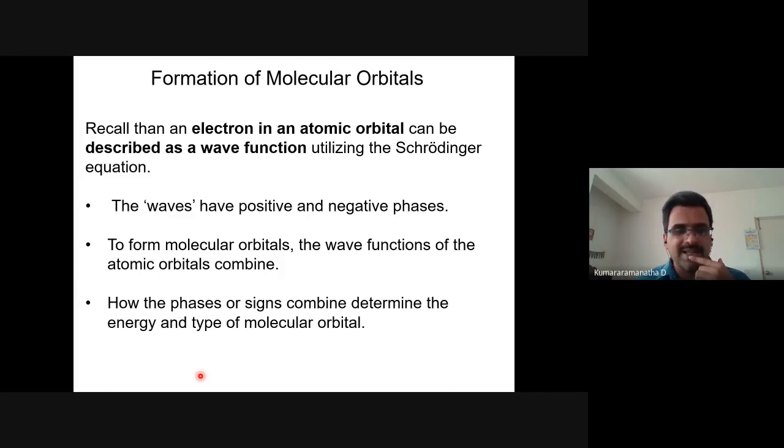So how these phases combine can also determine the shape of that molecular orbital. These are very important considerations which determine how the molecular orbitals are formed. With this introduction, I will just show you today, and tomorrow we can discuss how the addition happens.